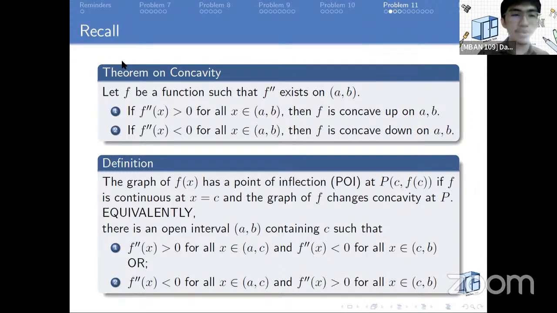So ngayon, ano naman yung ini-imply ng definition na yan? So meron tayong possible points of inflection.